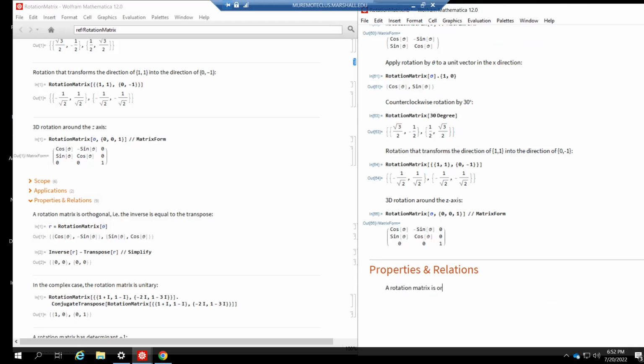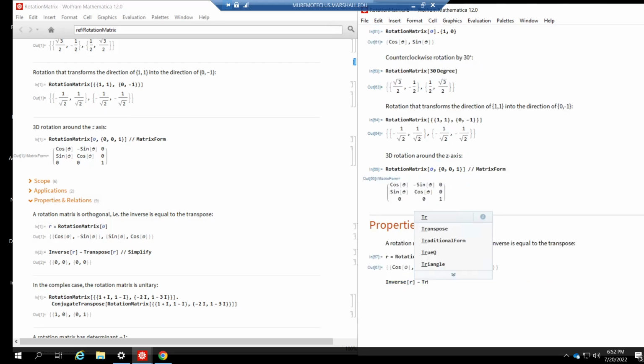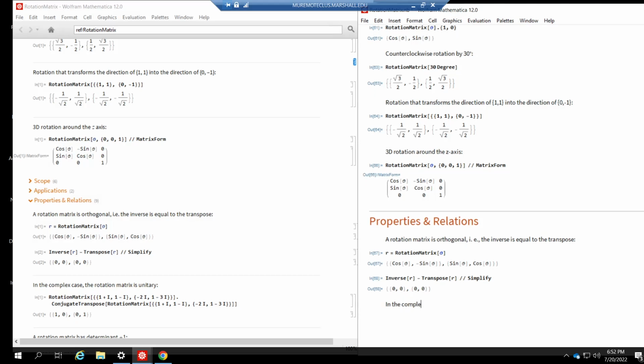A rotation matrix is orthogonal, that is, the inverse is equal to the transpose. R equals RotationMatrix[theta]. Inverse[R] minus Transpose[R]. Simplify. In the complex case, the rotation matrix is unitary.